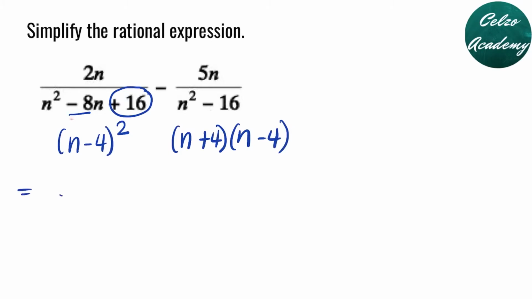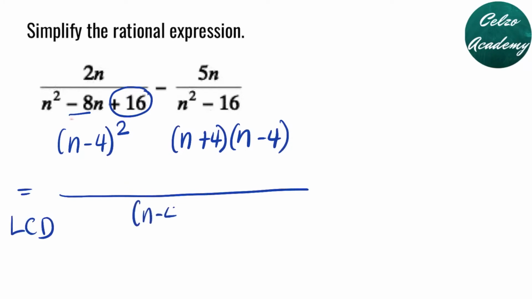And now we're going to find the LCD. What do you think is the LCD for this rational expression? Notice that n minus 4 is common to both denominators. We will write n minus 4 and we will take the highest power exponent of 2. We also have n plus 4 in the denominator, so we will write n plus 4 as part of the LCD as well.